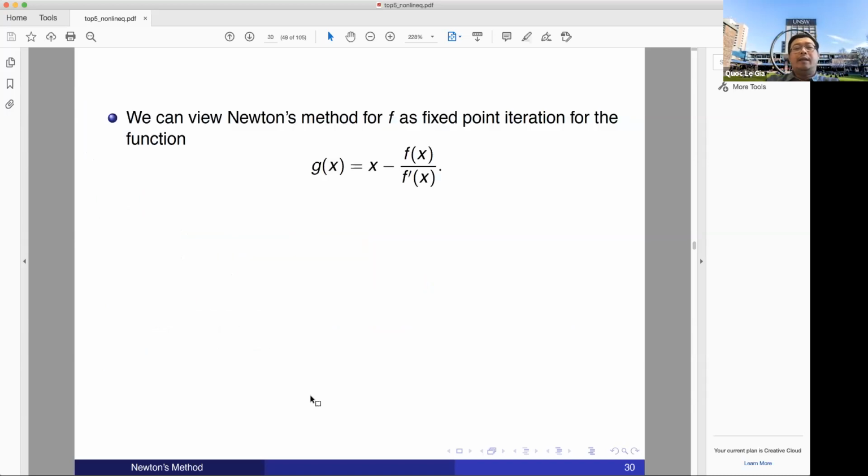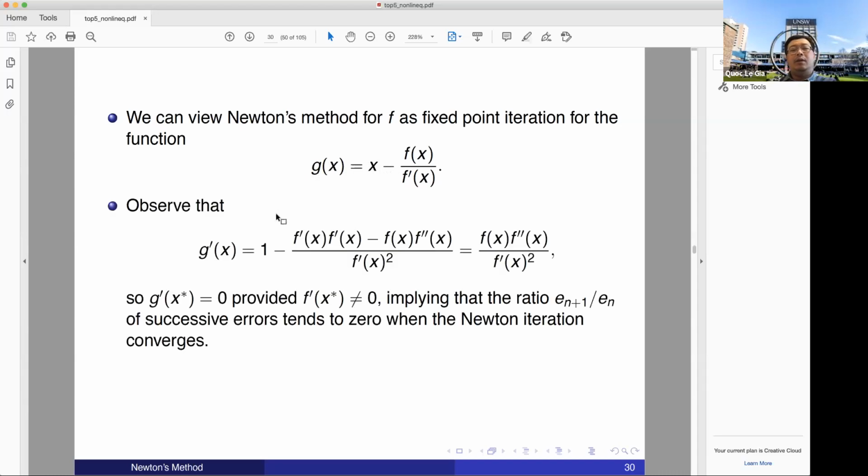Now we can see that Newton method can be viewed as a fixed point iteration. Why is that? If you define g as x minus f of x over f prime of x, then essentially you have a fixed point iteration, because x_{n+1} equals g of x_n. If you take the derivative of g, by using the quotient rule, you can get the derivative of g to look like this. And if you want the Newton method to converge, then you want g prime less than one, which just means that this ratio is less than one.